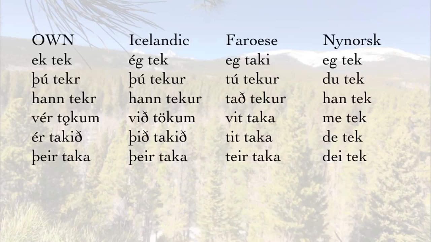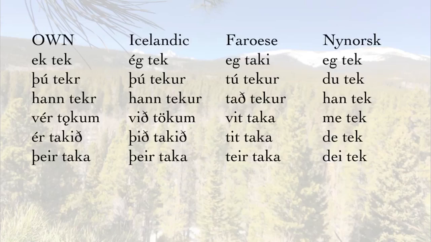So notice in Old Norse, classical Old Norse, like you would learn in an Old Norse textbook, at present, I recommend the Old Norse textbook called A New Introduction to Old Norse by Anthony Faulkes and Michael Barnes. You would see these forms of the verb take, taka: ek tek, þú tekr, hann tekr, vér tǫkum, takið, þeir taka. That means I take, you take, he takes, we take, y'all take, they take.